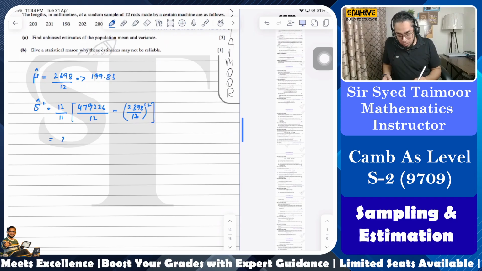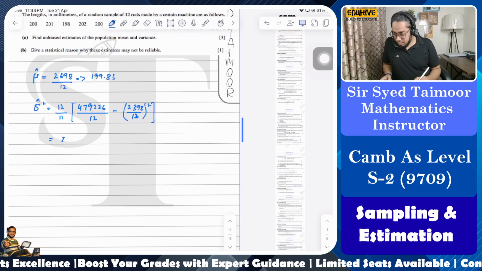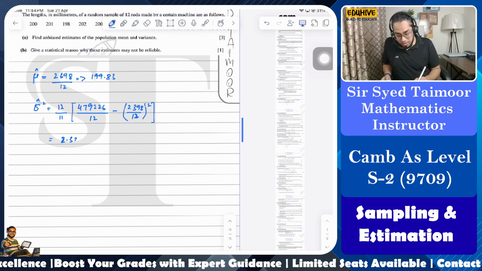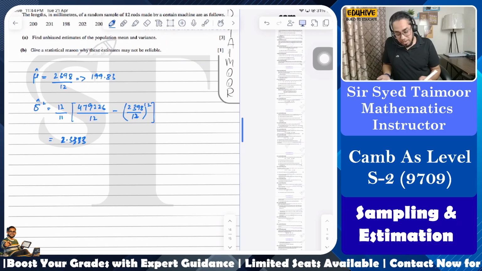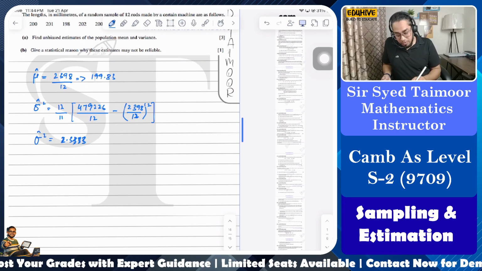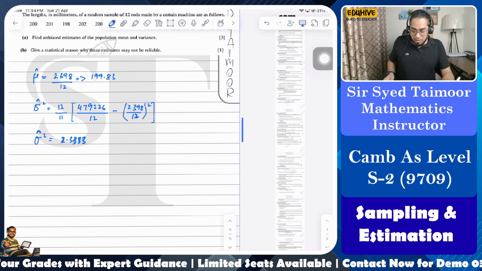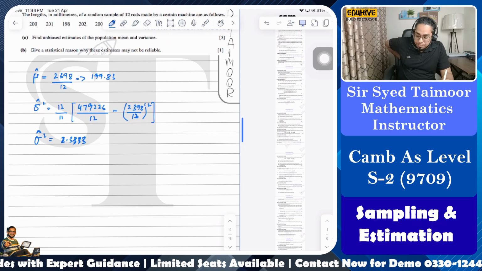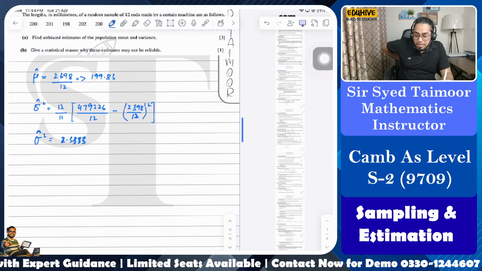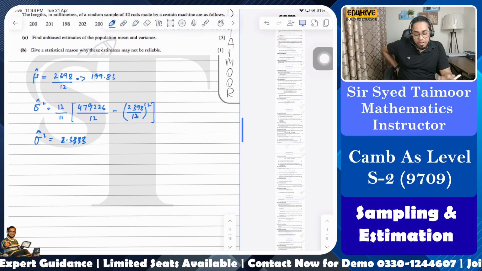It's again 2 point. Is there an SD form? No, there is no SD form. 2.333. I'm just taking 3 or 4 values because I'm getting the recurring answer. Maybe it will not affect my calculation. Okay. So the unbiased estimate of the population mean and variance, we have done that.